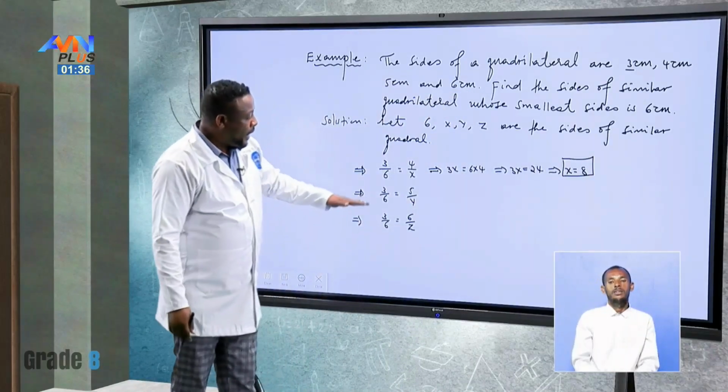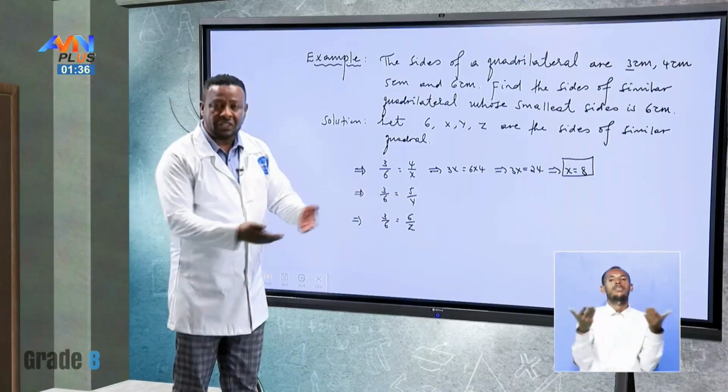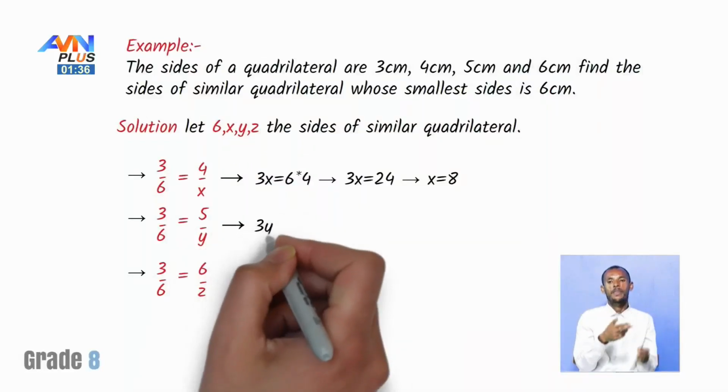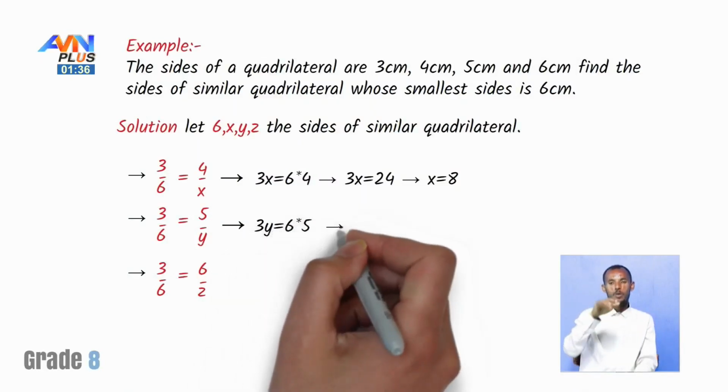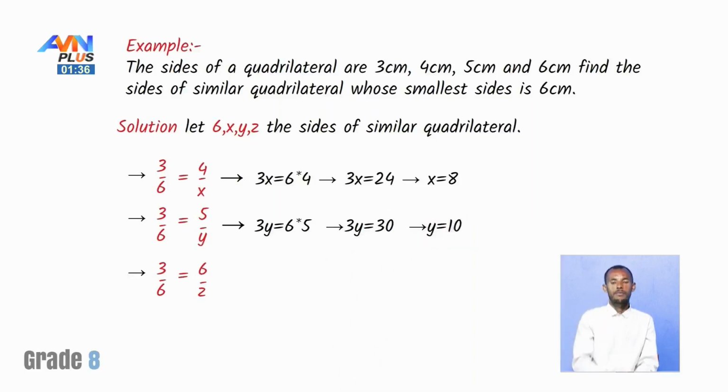Okay, next we calculate the second equation. You can take simple crisscross, okay? Whenever we crisscross it, 3 times y is equal to 6 times 5, okay? This gives us 3y is equal to 30, okay? 6 times 5 is 30. Now divide both sides by 3 and obtain the value of y.